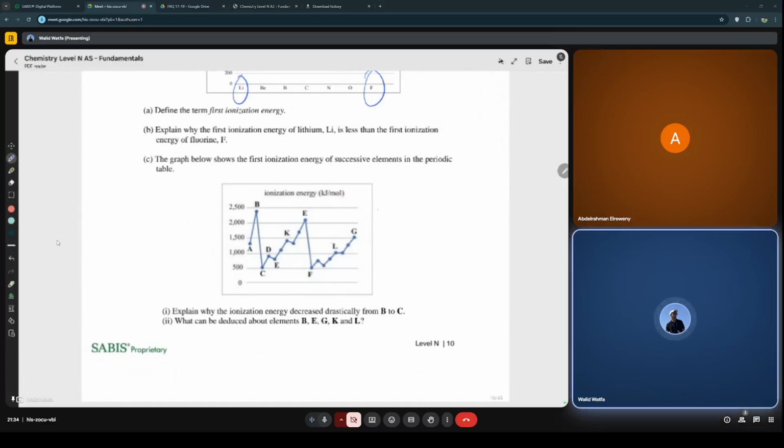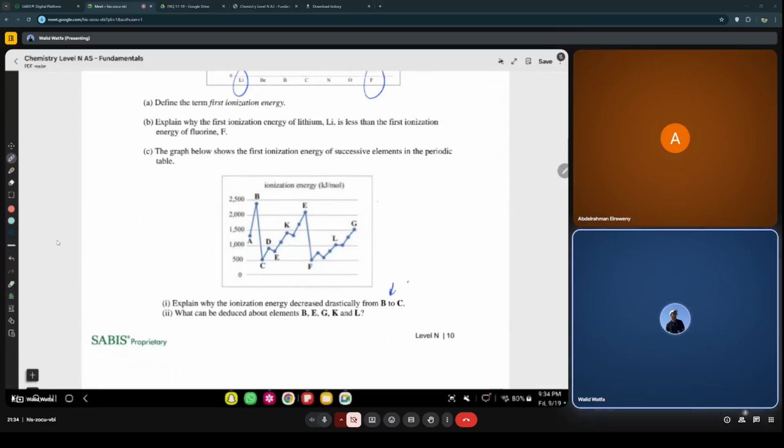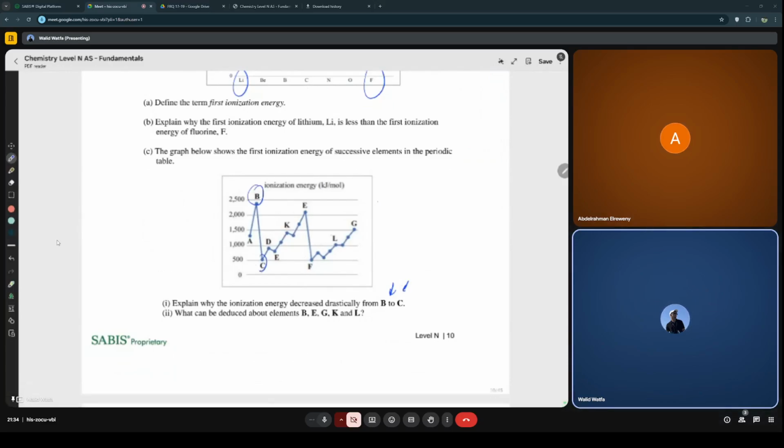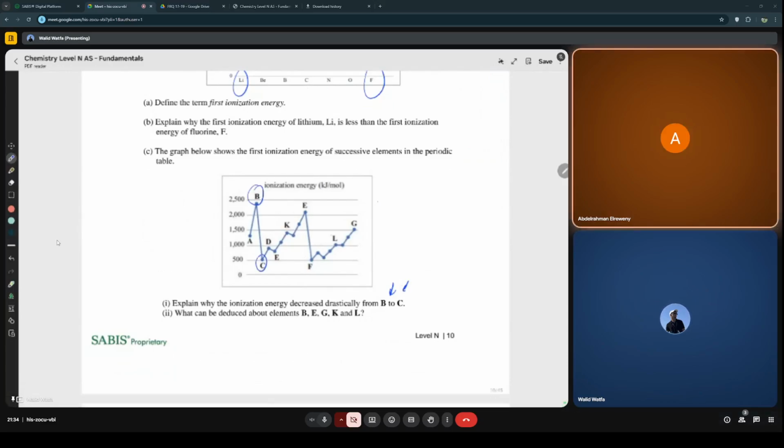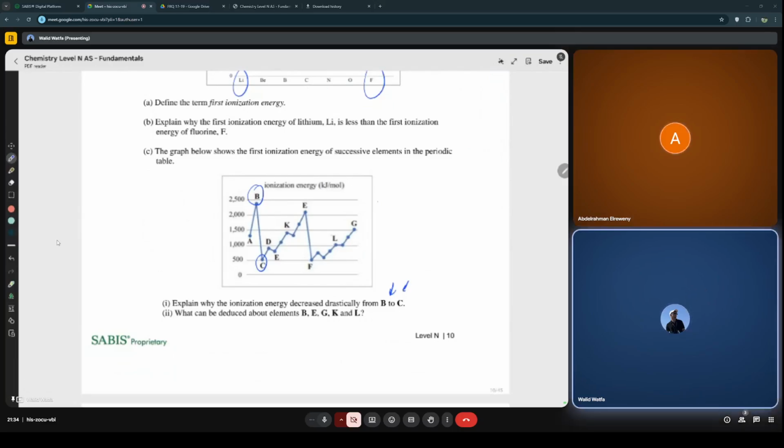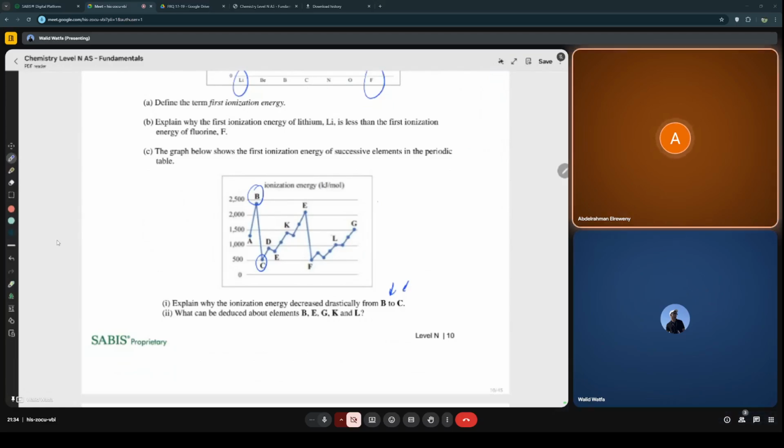Explain why the ionization decreased from B to C. Let's see from B to C. Go to group three. Explain. Do you know what the answer was for this? Group three. Look, it's gone. It will require less energy. I know I'm not saying the full answer, but group three.